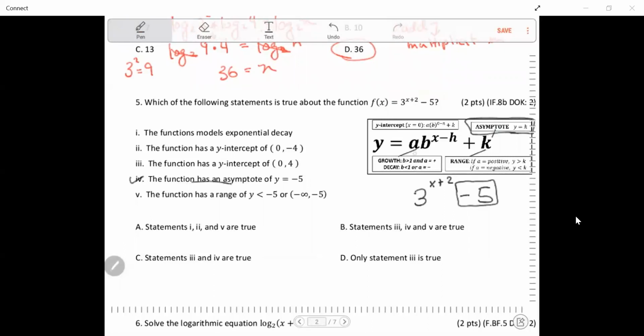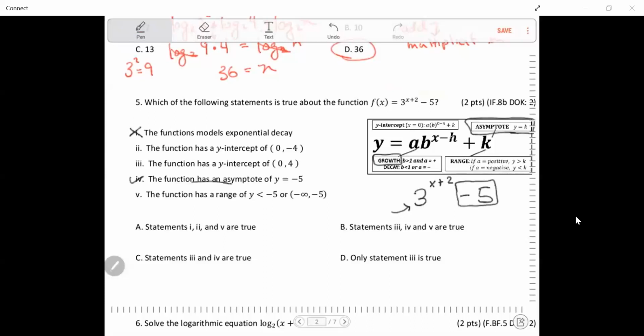Second thing is we want to look at the 3. The 3 tells us, if the 3 is greater than 1, which it is, that it's a growth function. So this tells us that it's a growth function. And the very first one says this models a decay. So we know that's wrong.